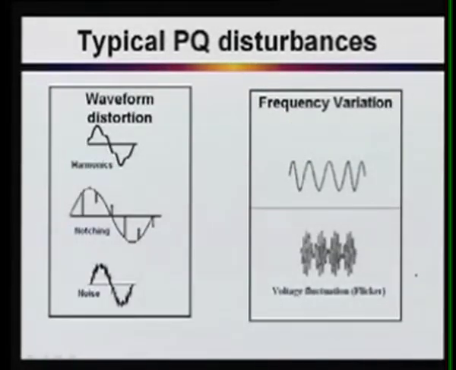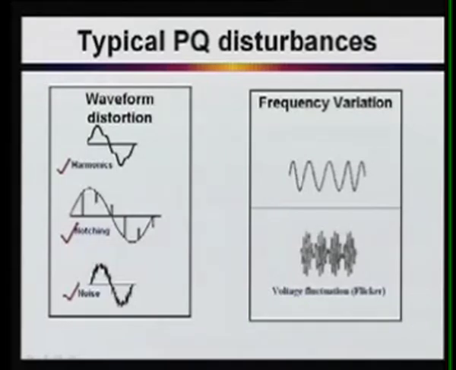Now another here is your waveform distortion. The waveform distortion can again be classified into three categories. One is harmonics, second one is notching, and third is noise. As you know, with waveform distortion, we must supply our power as a perfect sinusoidal. The AC voltage as well as the current should have a perfect sinusoidal curve. But if there is any deviation in terms of voltage and frequency, then it is known as waveform distortion. First one is harmonics.